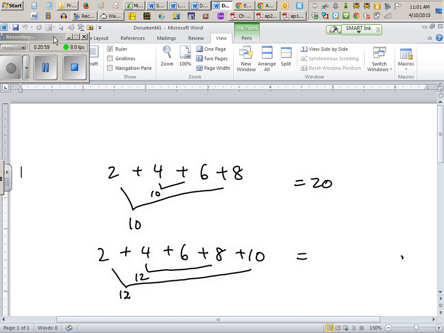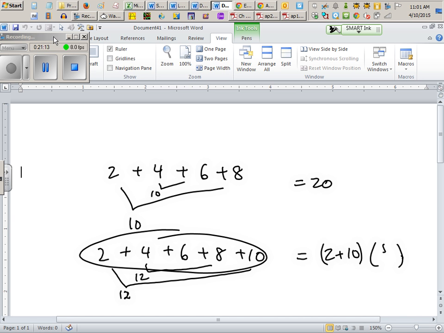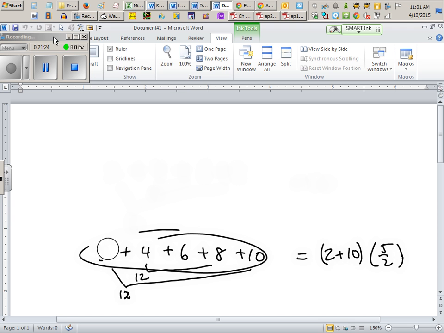I have 2 plus 10, and then I've got a bunch of those 12s, you know. I've got a bunch of 12ers here. How many 12s do I have? Well, I've got 5 terms. I guess I've just got 2.5 pairs. Does this work? Does this give us 30? Yes, it does.